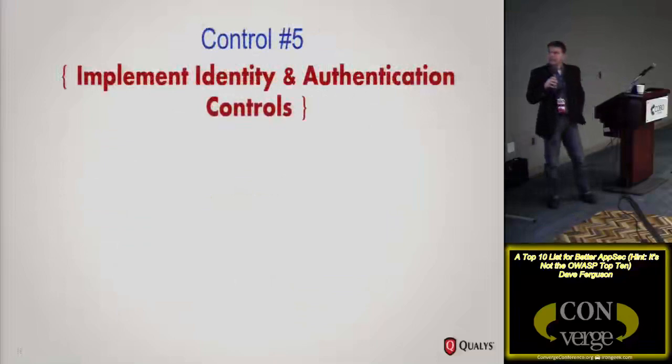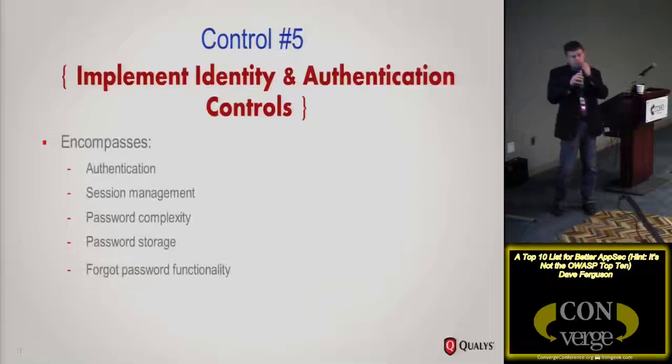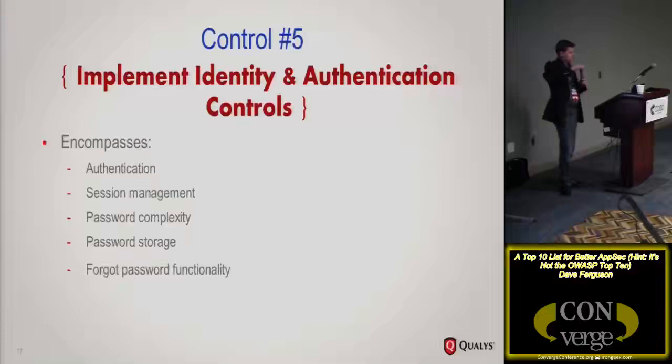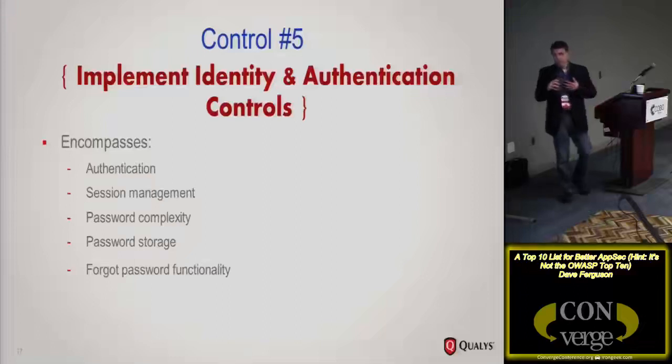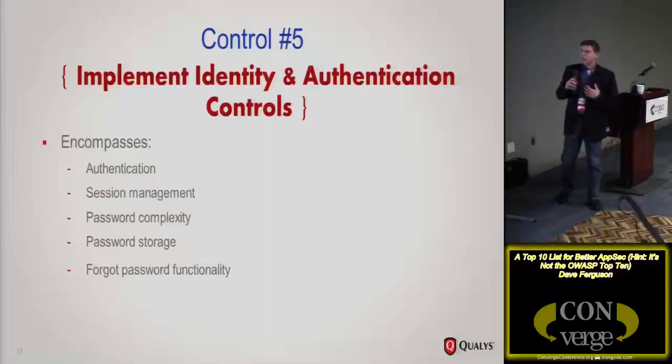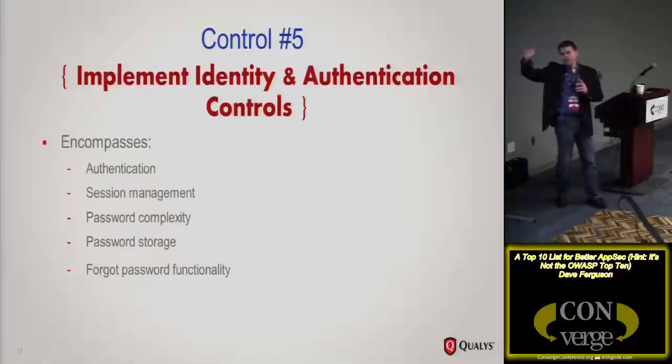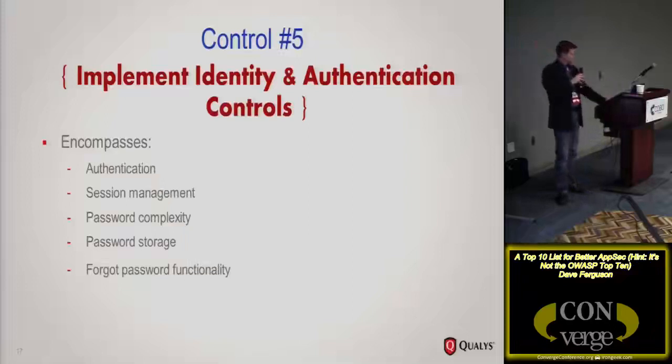Control number 5 is implement identity and authentication controls. So similar to access controls, but now we're talking about authentication. This is more broad than that, though, because authentication is more than just username and password. It also encompasses session management, password storage and complexity, and forgot password functionality, which is something near and dear to my heart since I wrote the cheat sheet on that. But each one of these is a whole topic, an hour-long talk in itself. So it's just kind of scratching the surface.